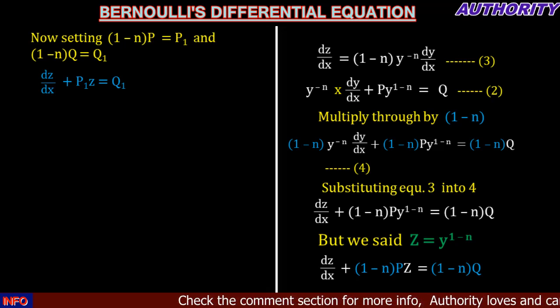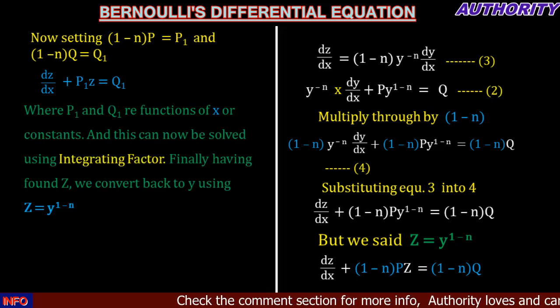So from here we say where p1 and q1 are functions of x or constants, and these can now be solved using integrating factor. Finally, having found z, we convert it back to y using z is equal to y raised to power 1 minus n.